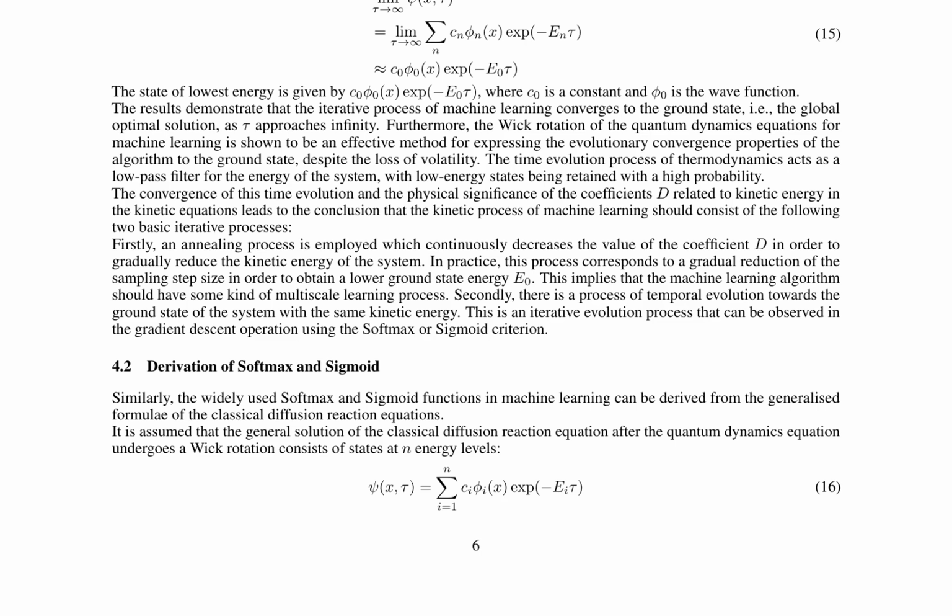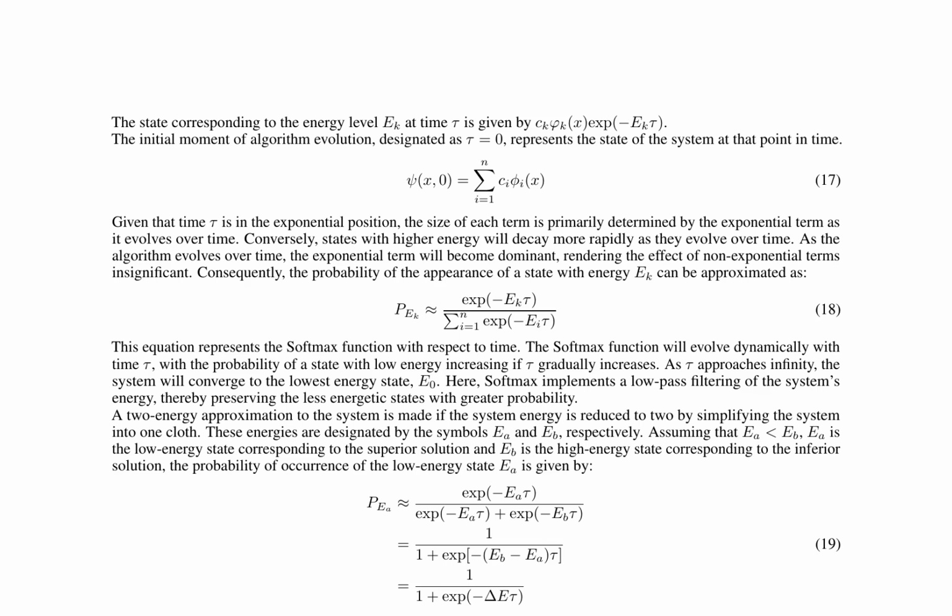The Softmax and Sigmoid functions are also derived from the classical diffusion reaction equations, highlighting the connection between quantum dynamics and machine learning algorithms. The state of the system at time tau is represented by the sum of ck phi_k(x) exp(-ek tau), where ck and phi_k(x) are the coefficients and eigenfunctions, respectively, corresponding to the energy level ek.